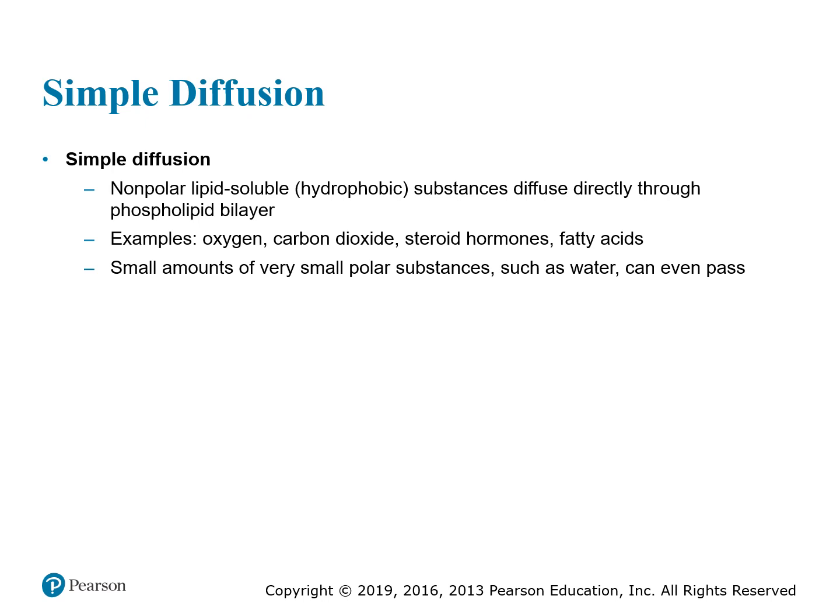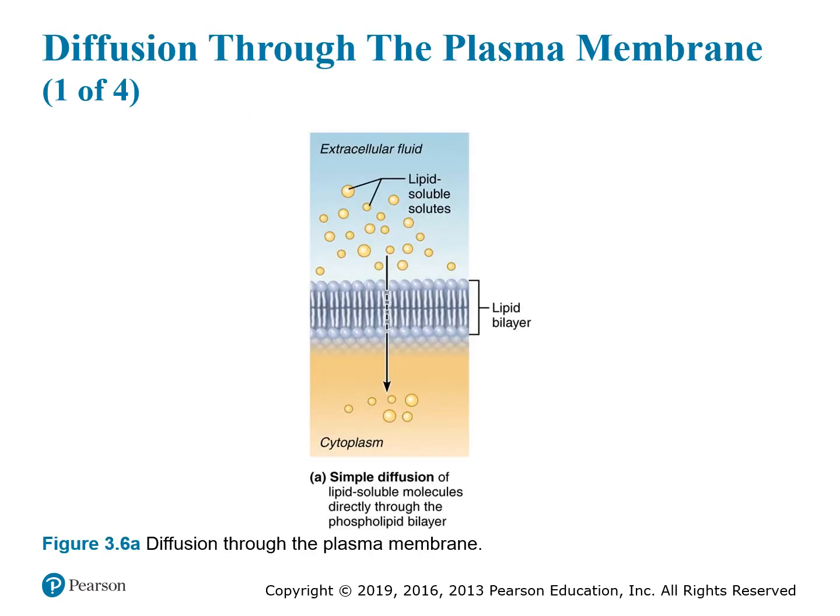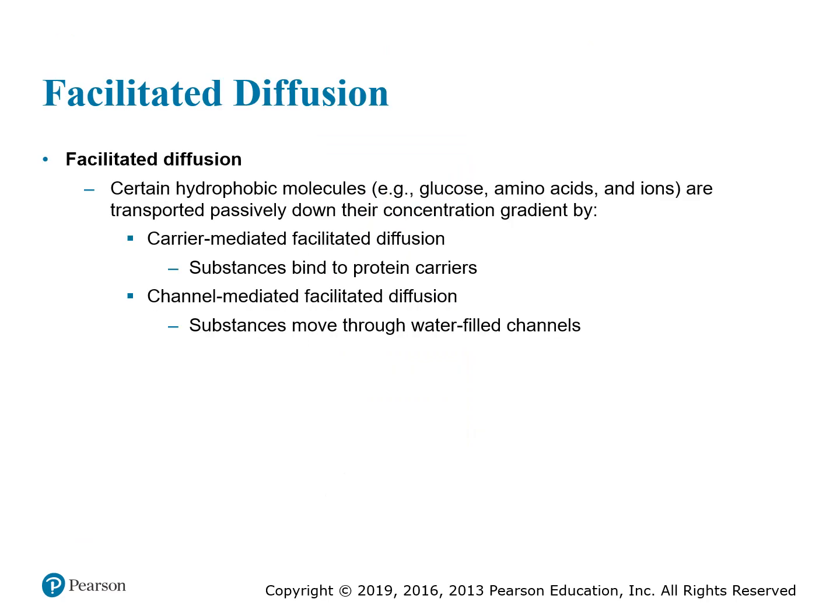So simple diffusion, nonpolar lipid-soluble substances will diffuse directly through the bilayer. That includes small gases like oxygen, carbon dioxide, the steroid hormones because they're lipid-soluble, and the fatty acids. Facilitated diffusion, this will require a protein carrier usually, but contains hydrophilic molecules like glucose, amino acids, and ions. They are moving down the gradient, so even though they have help, they are not using energy. And so this is carrier-mediated and channel-mediated.